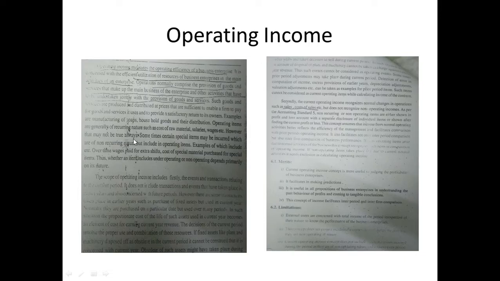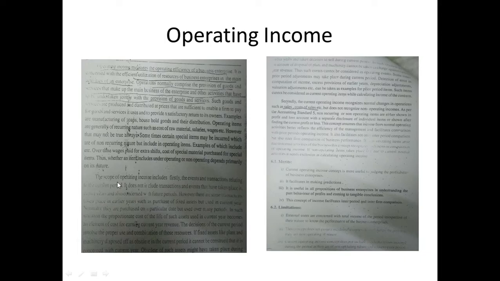However, that may not always be true. Sometimes there are certain special items which may be incurred which are non-recurring in nature but included in operating items. Examples of which are overtime wages, cost of special material which is purchased for a specific order. Thus, whether an item is included under operating or non-operating depends upon the nature of that particular expenditure.